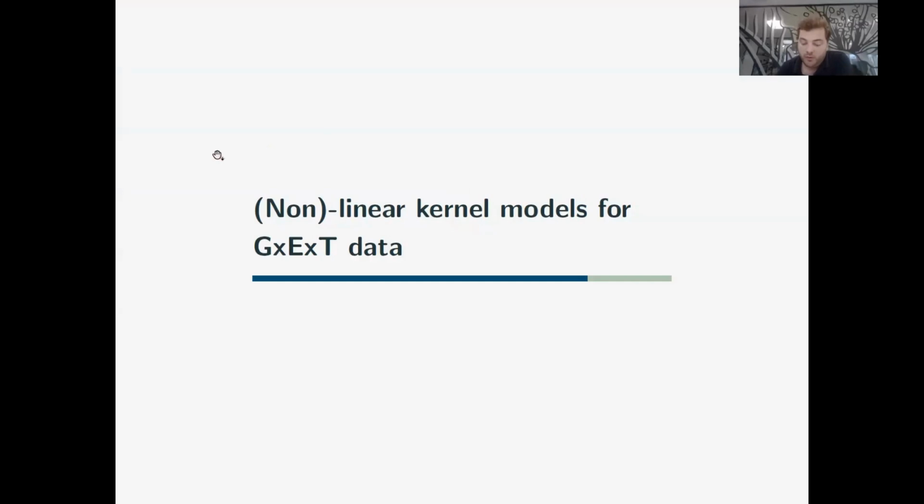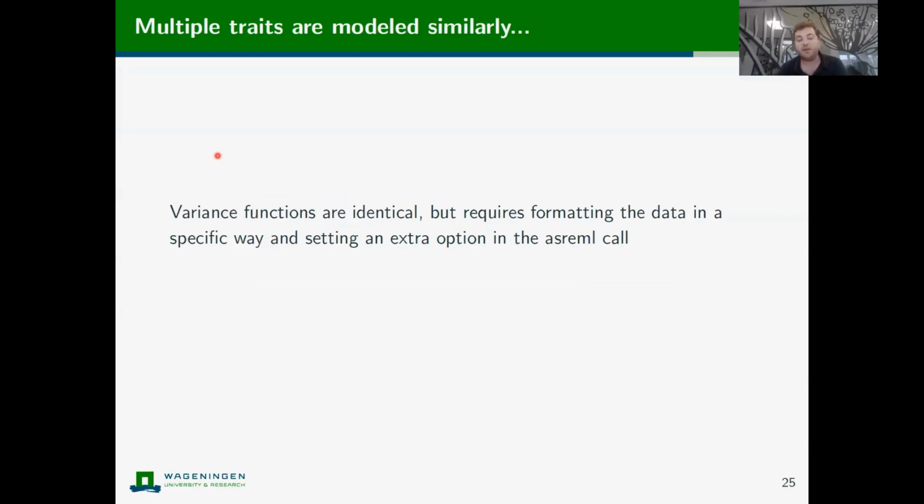Then a word on how you would use this for multiple trait data. Well, it's actually quite easy. The variance functions are exactly the same. So later I'll again share a link to this kind of blog post where you can copy these code blocks. You don't have to change anything there. You can use those as well for multiple trait models. The only difference is that you do need to format your data a little bit differently in a specific way, and you also need an extra option in the ASReml call.